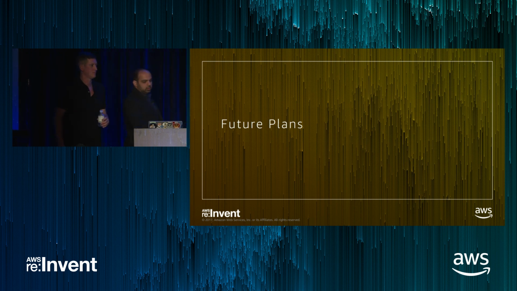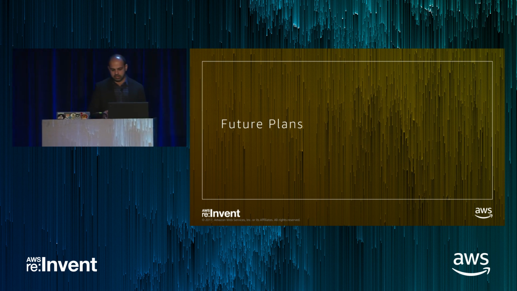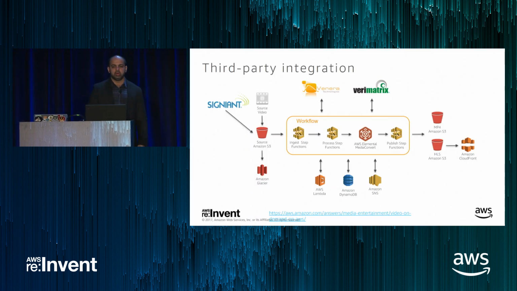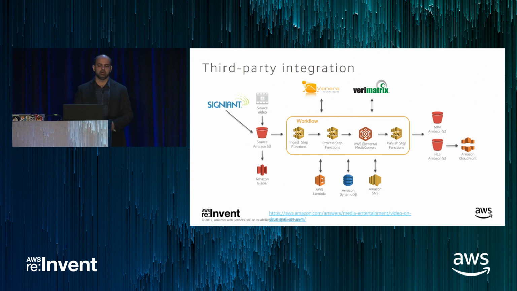All right, so with respect to the future plans, quickly, we are integrating with partners, as I talked about earlier. Vonera is one of the partners we're working with with respect to the watermarking and Verimatrix for DRM, and also Signiant for the ingest of the content. So that's currently in the roadmap. There are a lot of other partners that we are working with, specifically Elemental works nicely out of the box with many of the DRM providers out there.